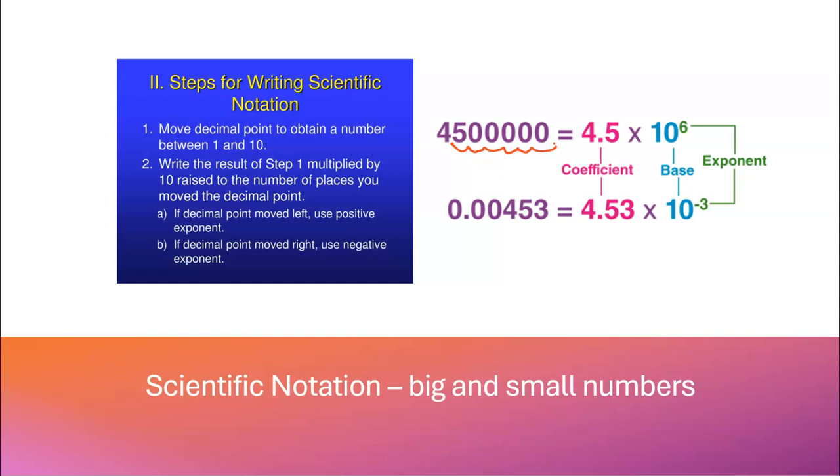So I'm going to put my new decimal in my number between 1 and 10, right there. And then we're counting and we get 3. And because we went for a number smaller than 1, the way we show that is by including a negative. So this becomes 4.5 times 10 to the negative 3.